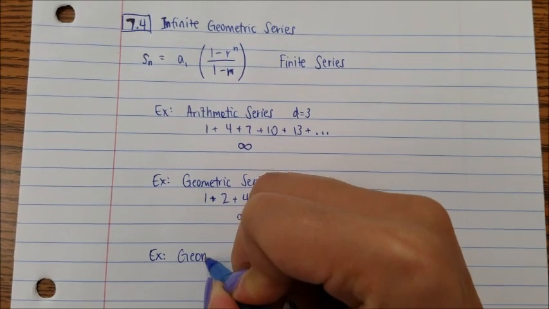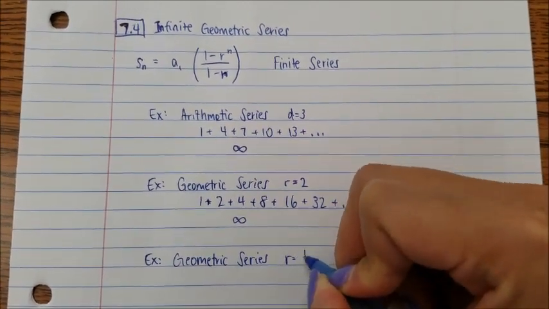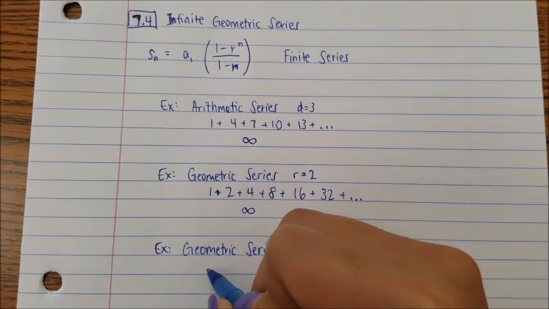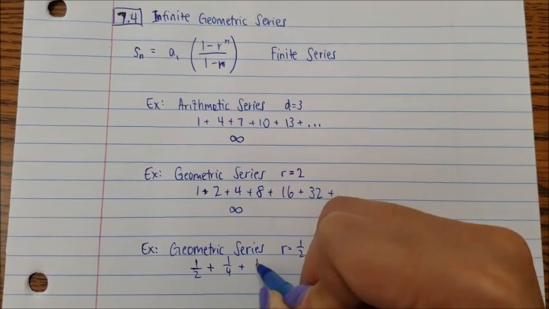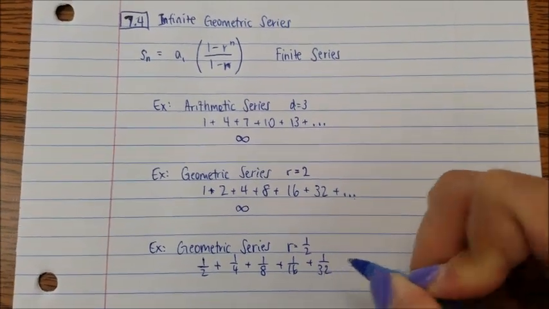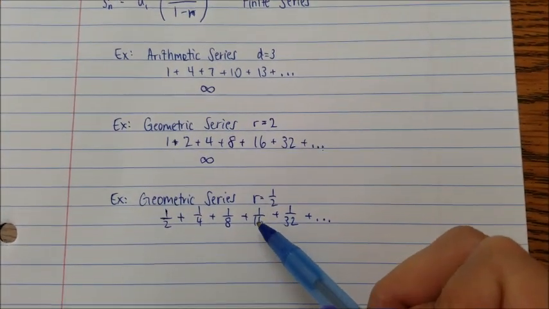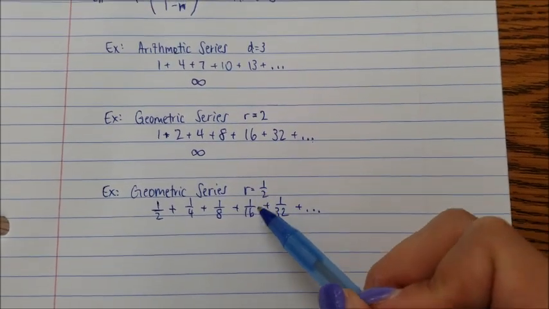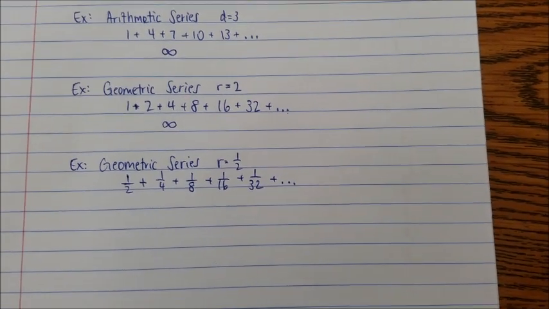But let's say we had something like this, where we have a geometric series with r equals 1/2. So we're dividing by 2 every time. Let's say we started with 1/2 plus 1/4 plus 1/8. Here, all of our numbers are getting smaller because these are fractions. When the denominator is bigger, it's a smaller number. So if it's getting smaller every time, these numbers are not getting bigger, so we're not going to eventually add up to infinity.